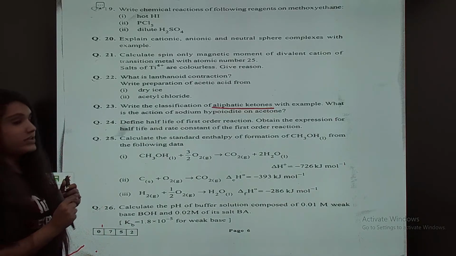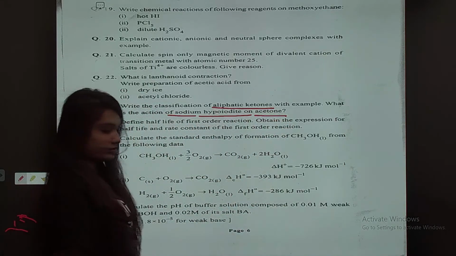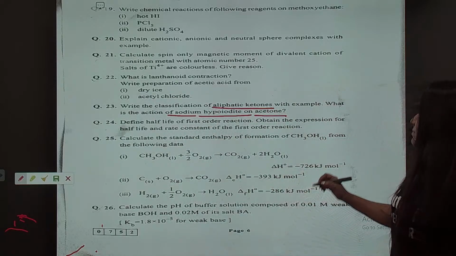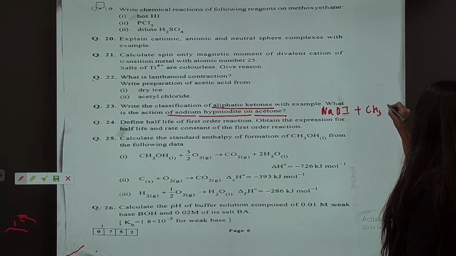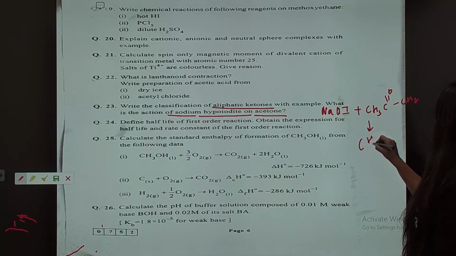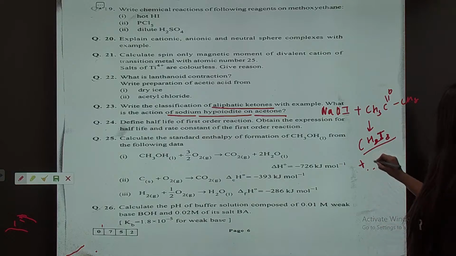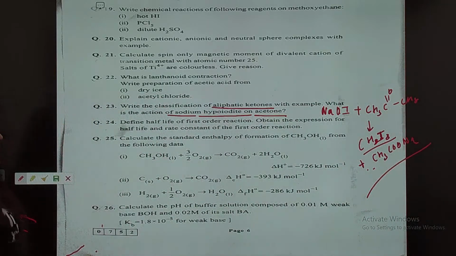Moving on to the next one, what is the action of sodium hypoiodide on acetone? When I say sodium hypoiodide, NaOI, just take acetone, which is CH3COCH3, resulting in the formation of CHI3, and with that you are going to get CH3COONa. That's your answer for question number 23, everyone.